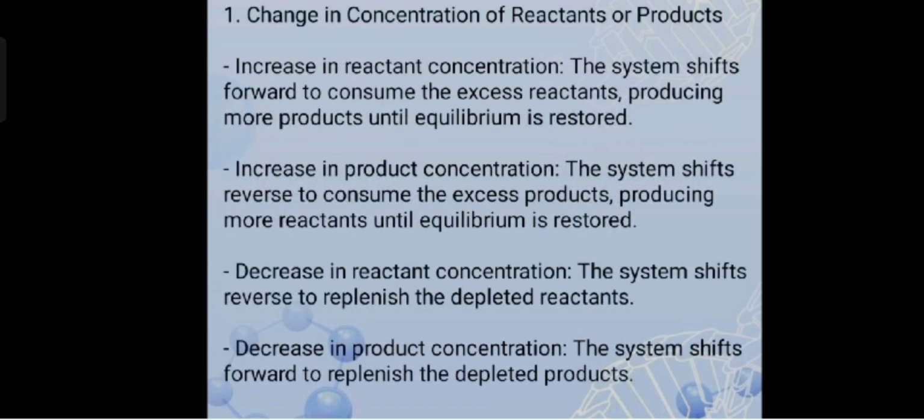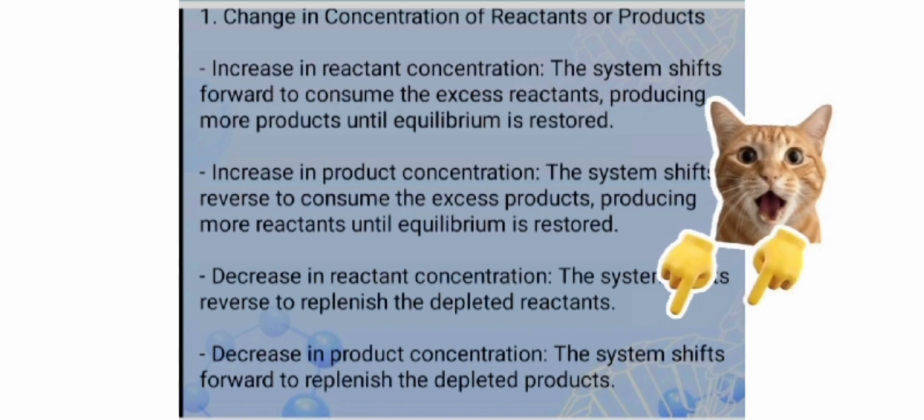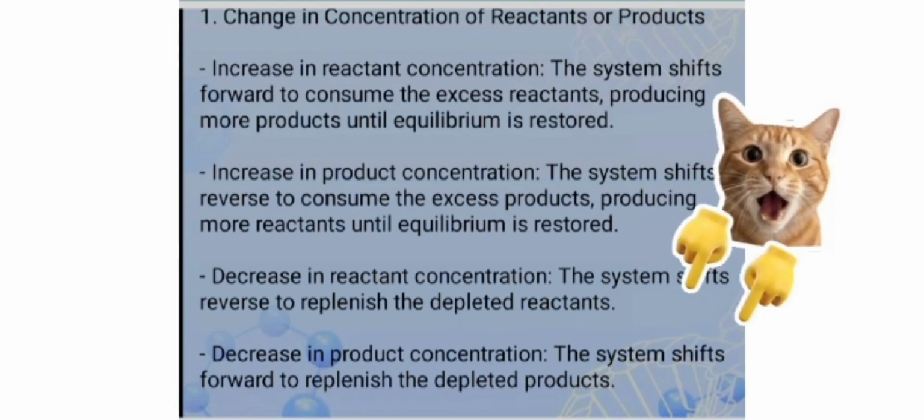First is change in concentration of reactants or products. Increase in reactant concentration: the system shifts forward to consume the excess reactants, producing more products until equilibrium is restored. Increase in product concentration: the system shifts in reverse to consume the excess products, producing more reactants until equilibrium is restored. Next is decrease in reactant concentration: the system shifts reverse to replenish the depleted reactants. Decrease in product concentration: the system shifts forward to replenish the depleted products.